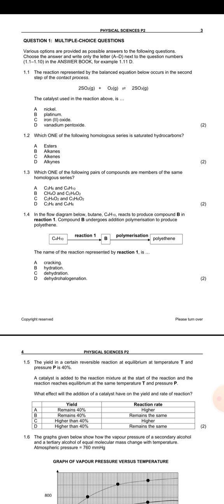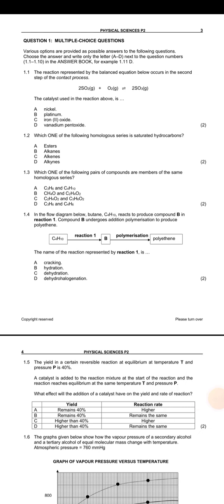1.2, the question goes, which one of the following homologous series is saturated hydrocarbons? That shouldn't be difficult. You know that is definitely an alkane. If you know the theory part of this, then you're safe, because a hydrocarbon has to have hydrogens and carbons only. So esters are definitely wrong. Then they need to be single bonded to one another. So that is definitely option B.